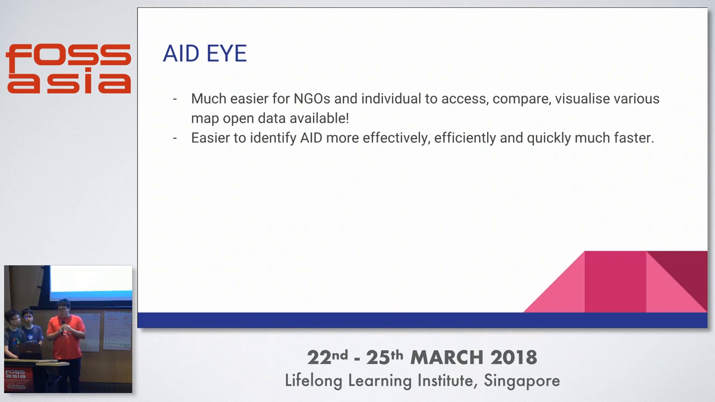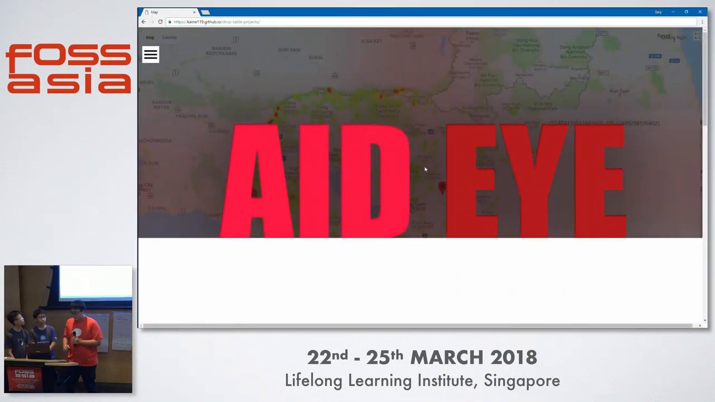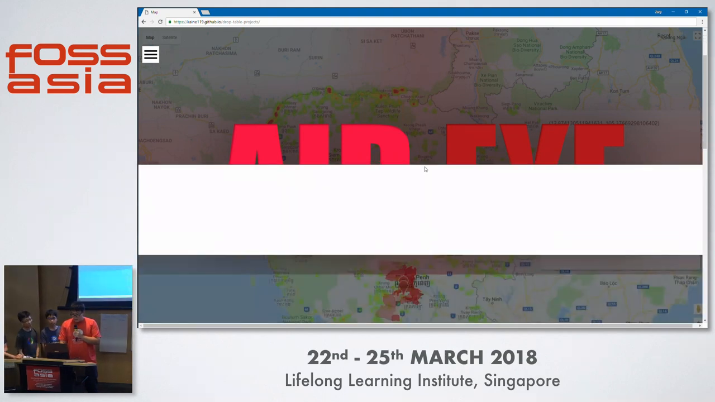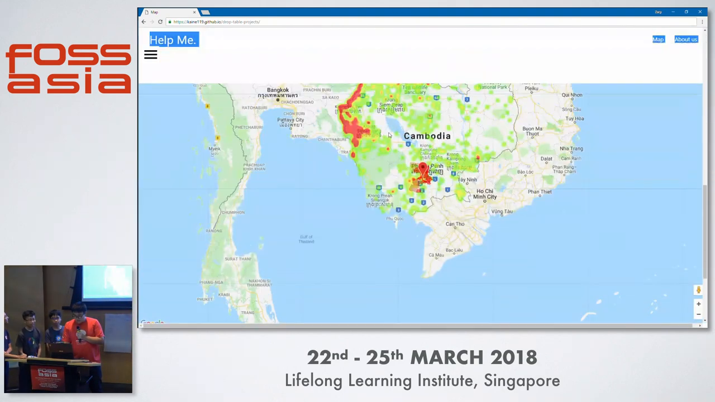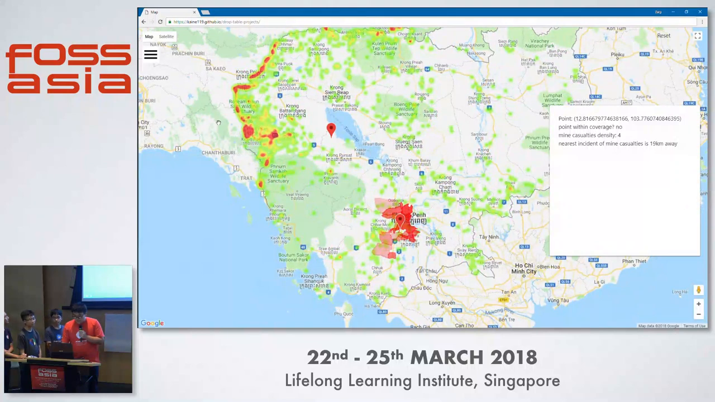With this, we'll be able to compare and visualize multiple map data available online, and therefore increase efficiency and effectiveness when analyzing data. So here's a demo prototype with some data taken from opendevelopmentcambodia.net. So this is the website. As you can see here, we have taken Cambodia as our target site. So this is currently the map of Cambodia with some data available.